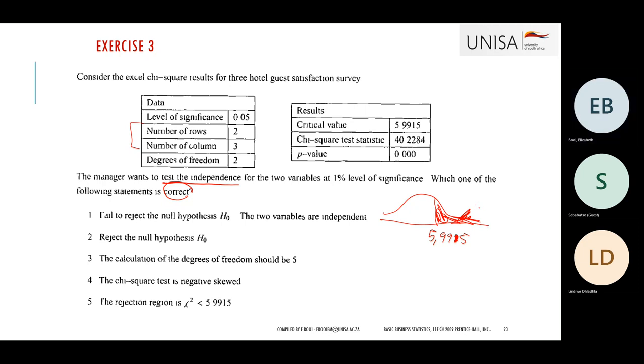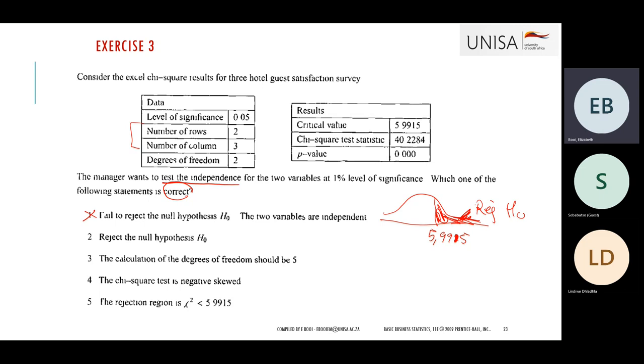We're going to reject the null hypothesis, right? Are you still here? Or am I here alone? Yes. Okay. So therefore, number one is incorrect. Number one is incorrect, because number one says we failed to reject the null hypothesis. We would have failed to reject the null hypothesis if it falls in the do not reject area. So number one is incorrect.